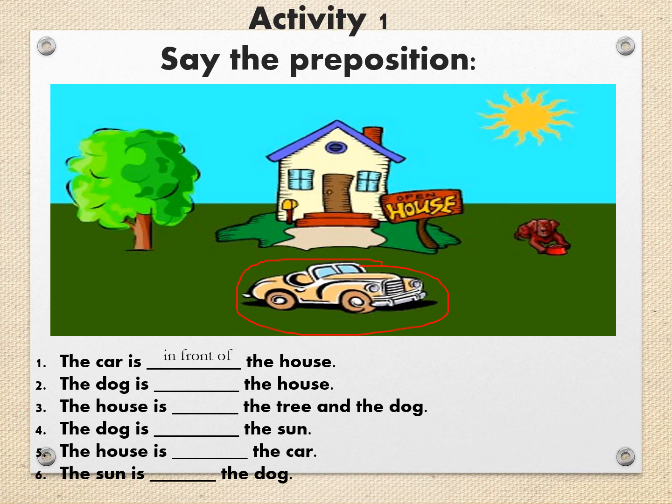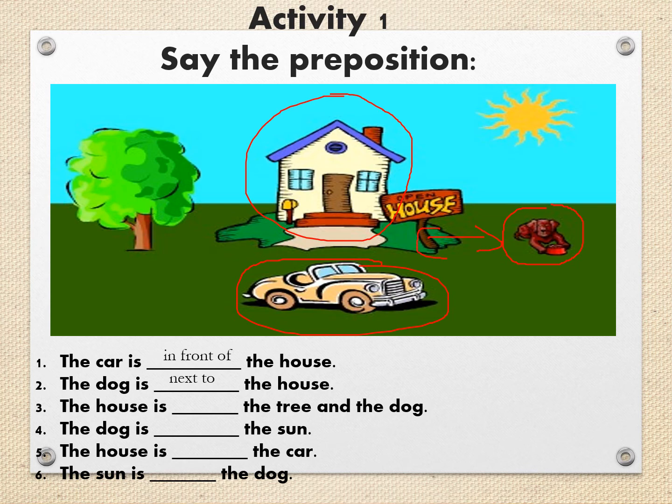That's right. The dog is the house. That's the dog here. You can see the dog here, and this is the house. So in your opinion, which is the best preposition to fill in this sentence? Nice, next to. Yes, look at the house and the dog. The dog is next to the house.